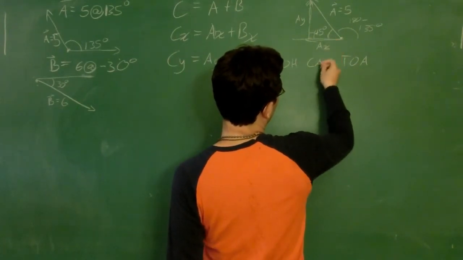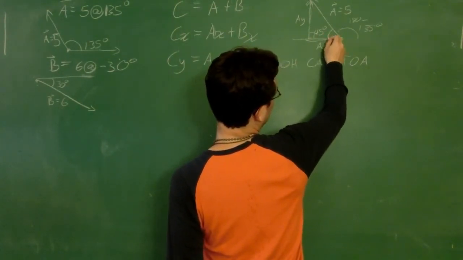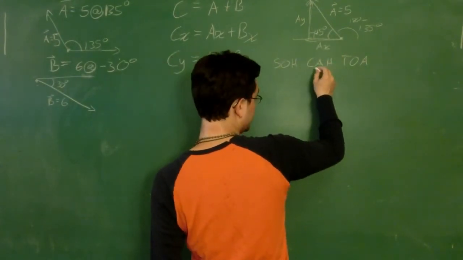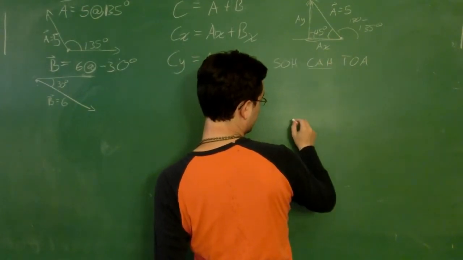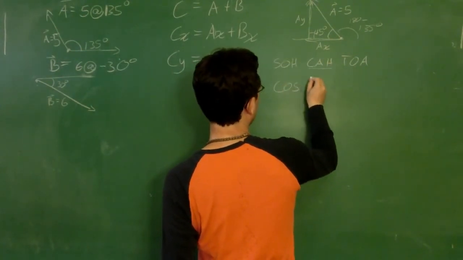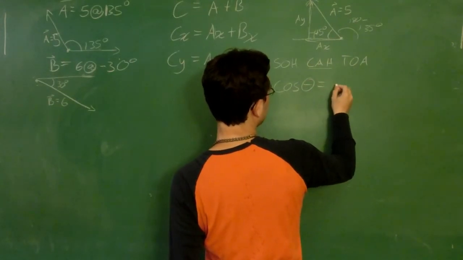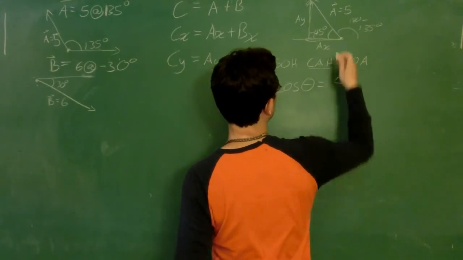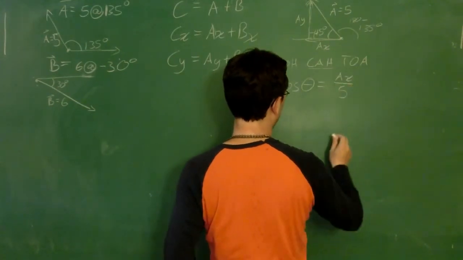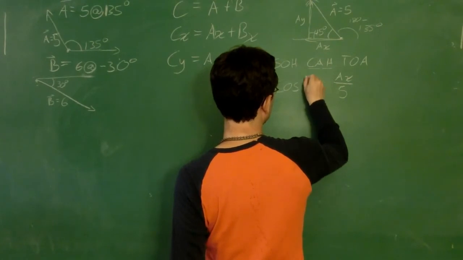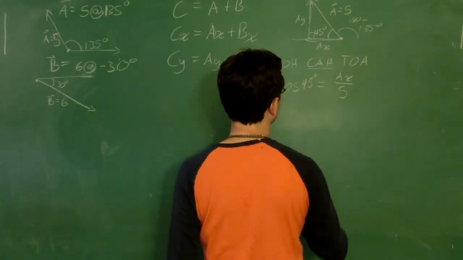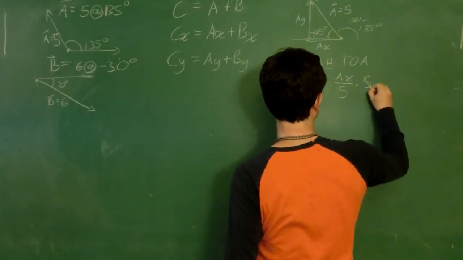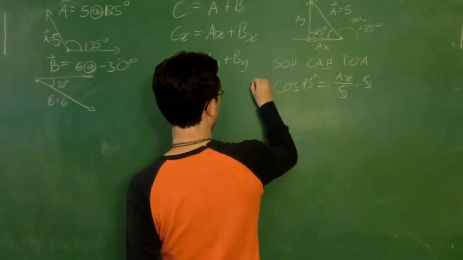And let's start off looking for our x. That is our adjacent side, because it's the side that's right next to our angle. And so CAH is what I'm looking for. So cosine of theta, which is 45 degrees, equals my adjacent, which is A sub x, over my hypotenuse, which is the total length of A, which is 5. In fact, I'm going to go ahead and change that to 45 degrees. Okay? So I can multiply both sides by 5, and I get A sub x by itself.